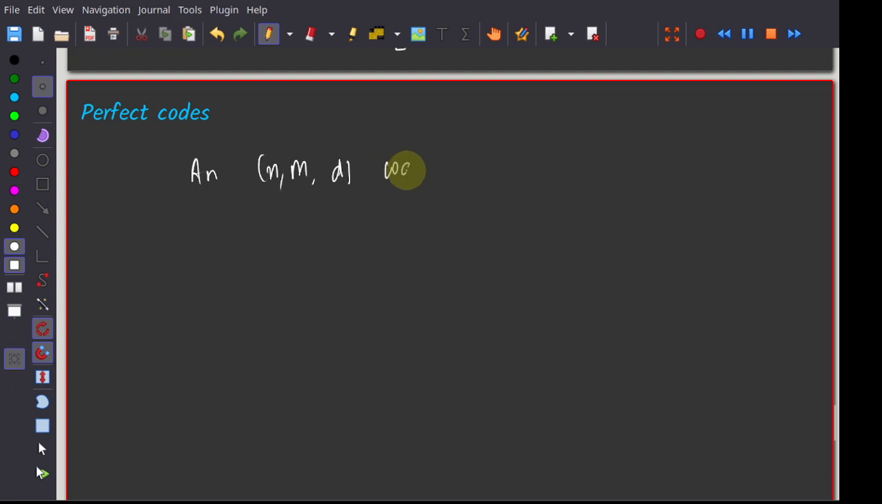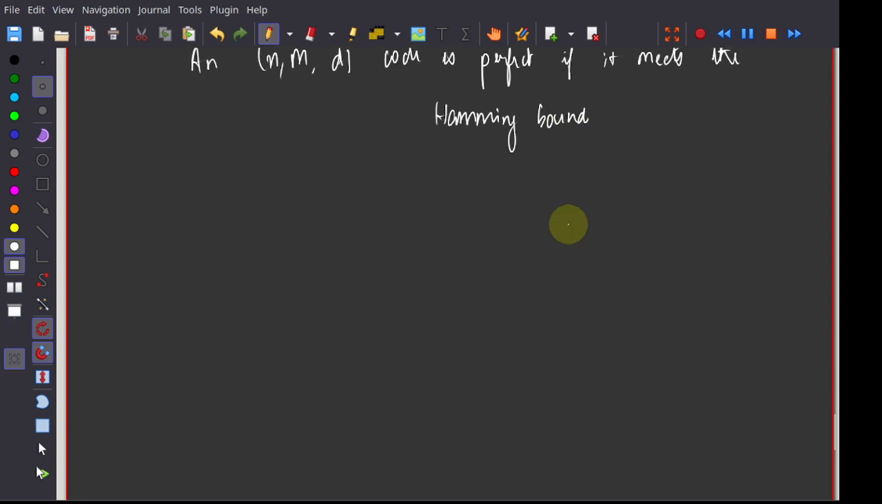An (n, M, d) code is perfect if it meets the Hamming bound. So in other words, it achieves the Hamming bound with equality. And here's an example of a perfect code. It's called the (7, 4, 3) Hamming code. And this was in fact one of the first error correcting codes ever known in the literature.